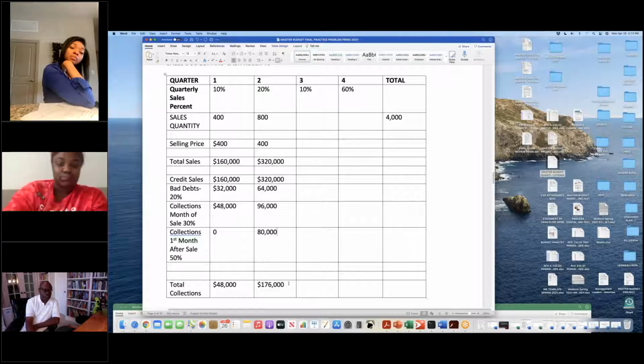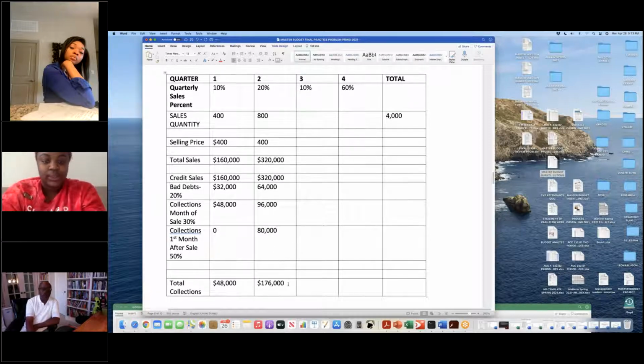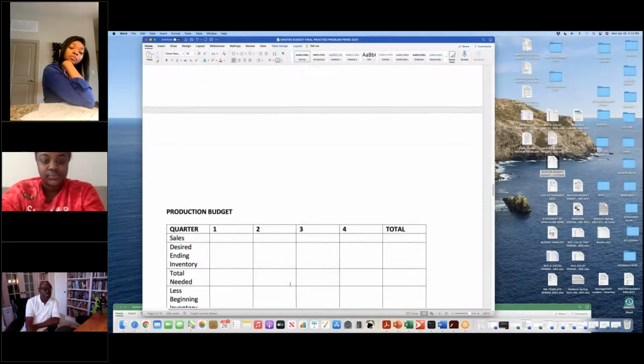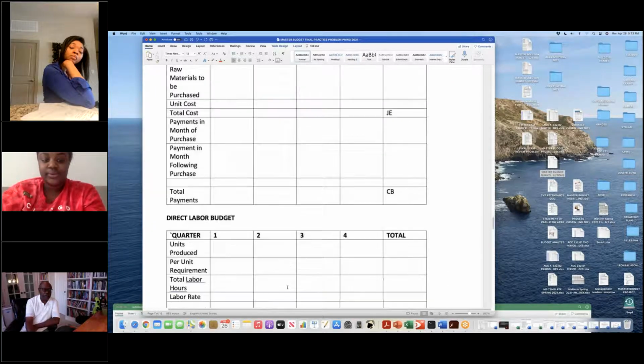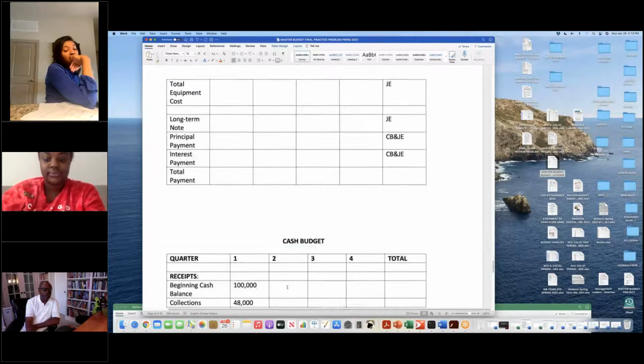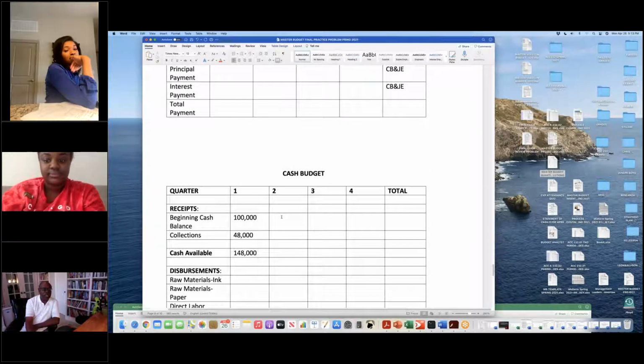We add these two numbers together. We get how much? 176,000. And what do we do with the 176? Bring it down to the cash budget and put it in there. Put it right here on the collection.